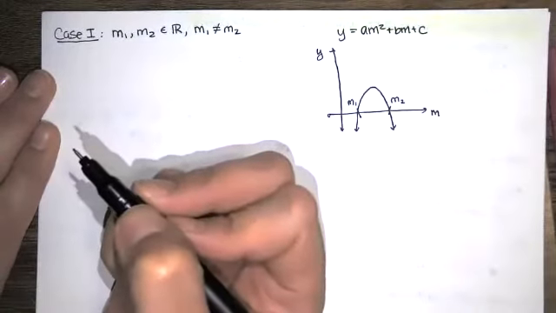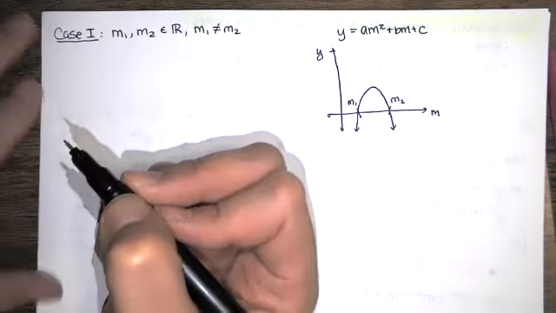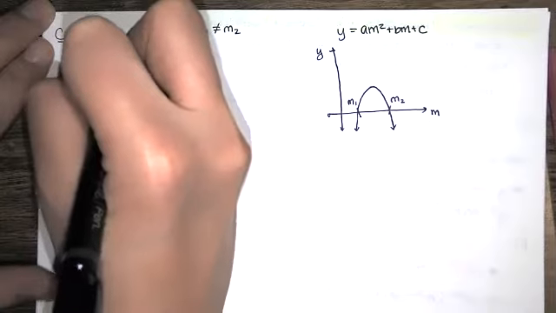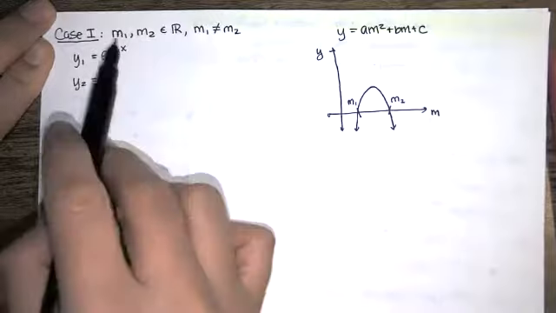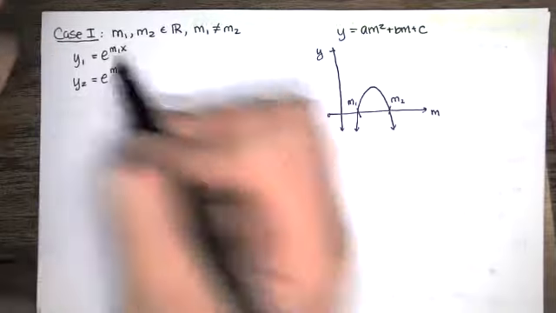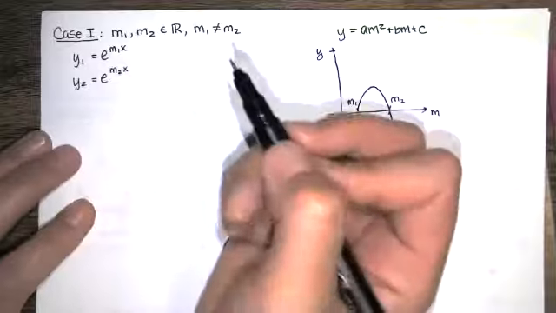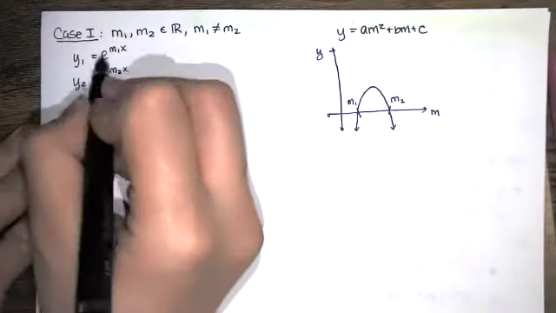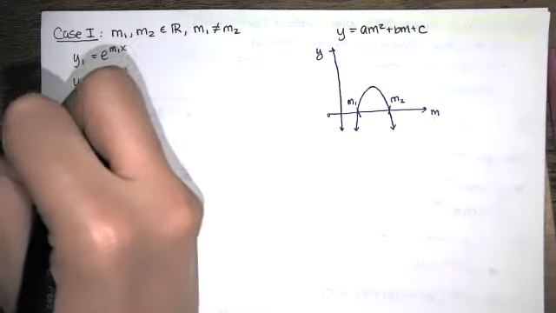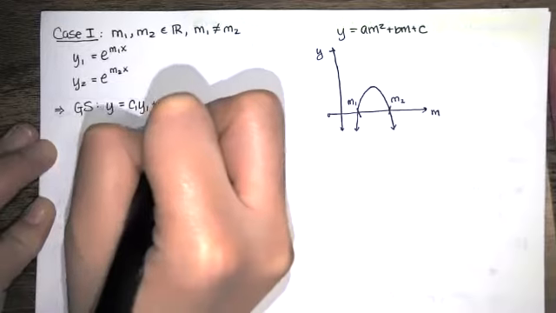Well, in that case, remember you have a second order differential equation, and you want 2 linearly independent solutions. Well, the first solution is e to the m1x. And since you've got 2 real values that are not the same, the second solution is e to the m2x. Since m1 and m2 are distinct from each other, these are 2 linearly independent solutions. So they form the fundamental set of solutions. And since they form the fundamental set of solutions, the general solution is y equals c1 y1 plus c2 y2.